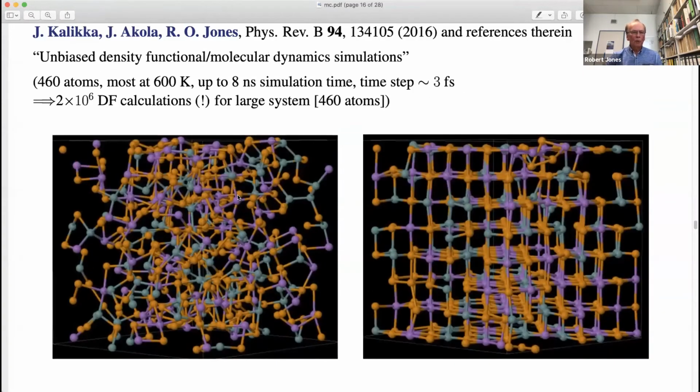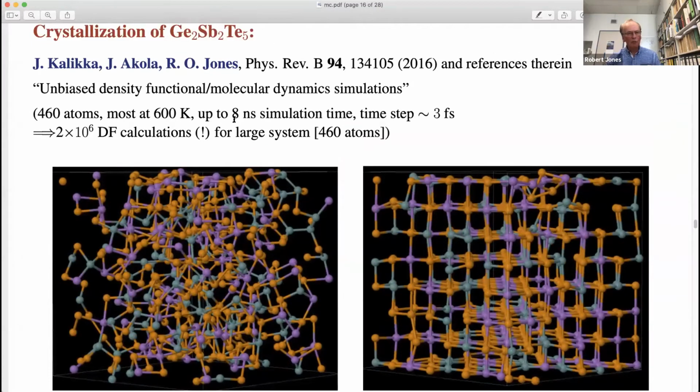The big problem with these calculations is that if you are interested in a simulation time scale, which is roughly what the materials have, of the order of 5 to 10 nanoseconds, with a time step of 3 femtoseconds, we have to do 2 million or more density functional calculations for a large system with 460 atoms. We don't mention it in the paper, but these simulations took approximately 2 years on one of the largest supercomputers in Europe with 4,000 cores, 4,000 processors.